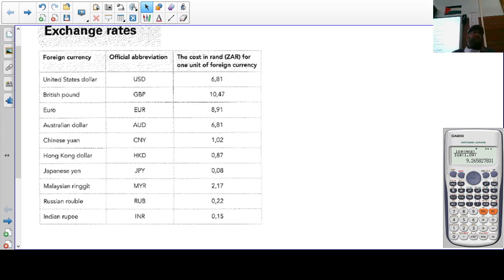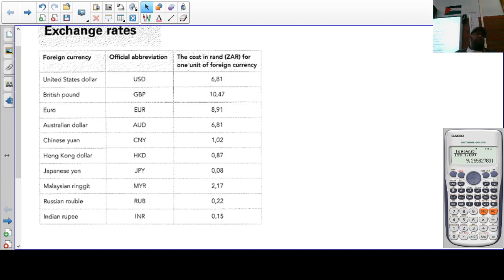Last year you guys have been exposed to exchange rates already. Okay, as you know, every currency, if you move from one country to another, you go on holiday or things like that, you'd have to change your rands to dollars or your rands to pounds or your rands to Botswana pula, whichever country you're going to. The exchange rate will differ according to that.